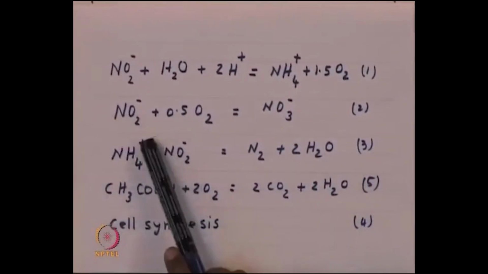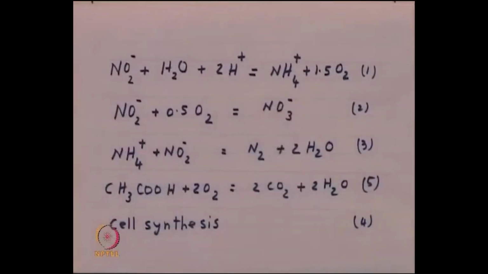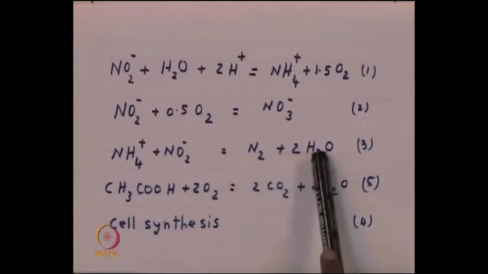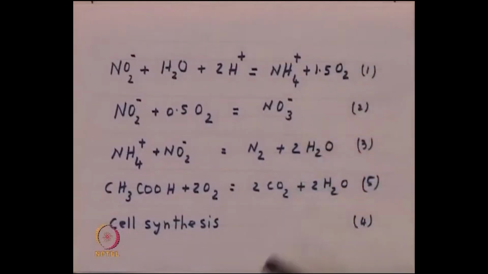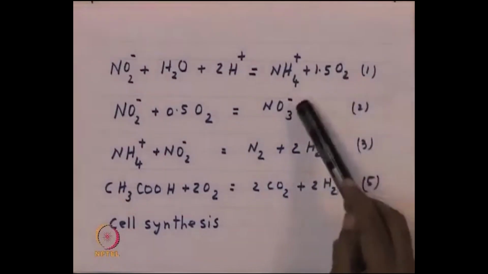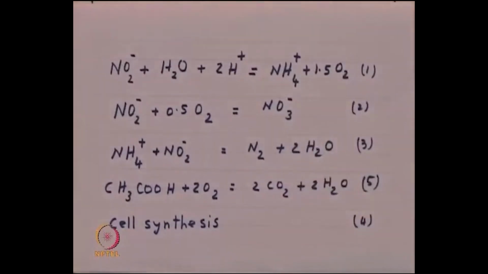NO2 minus can get oxidized to form NO3 minus. Then NH4 plus and NO2 minus can react to form nitrogen and water. So, these are the three reactions which are postulated to take place in this soil environment. Okay. Of course, so many things may happen, but what is suggested is only these three reactions.